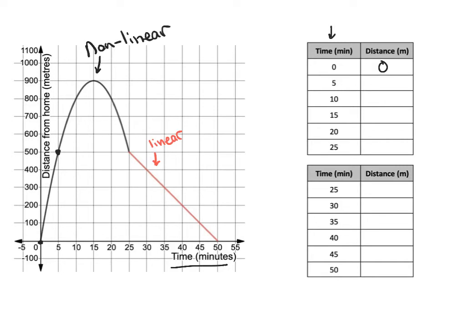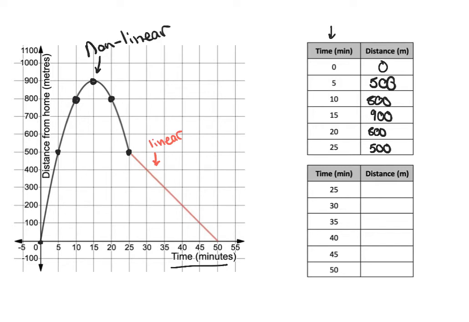So after 5 minutes, we can see that it is 500 meters away. So for distance, I'm going to put in 500. At 10 minutes, we are over here at 800 meters. And then at 15 minutes, we're up here at 900 meters. If I keep following that same pattern, after 20 minutes we were back down at 800, and then at 25 minutes we were down to 500 meters.